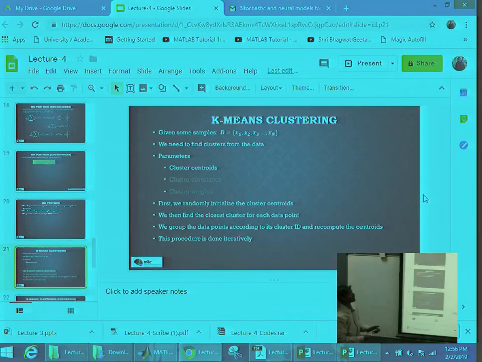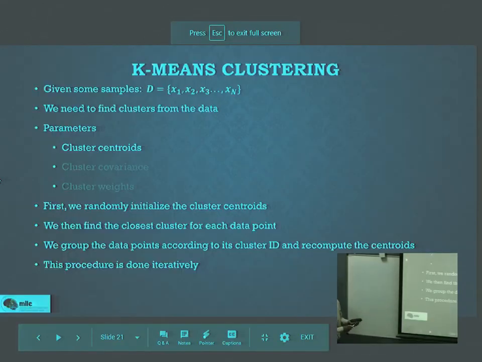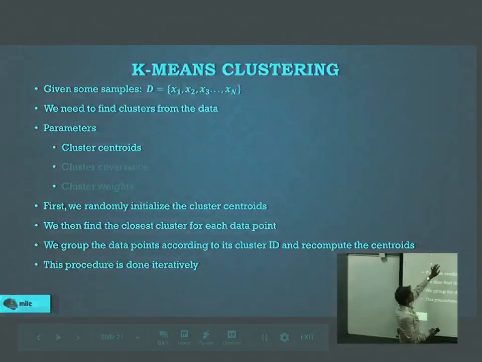So here, in K-means clustering, the problem is defined like this. You are given some data samples, n data samples, n vectors, and we need to find the inherent clusters of this data. The clusters are defined by the cluster centroids. You can also have cluster covariance and cluster weights, that's why I've put it in some shade. So the main thing is cluster centroids.